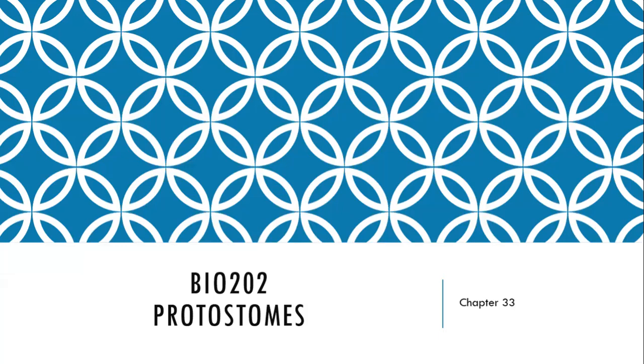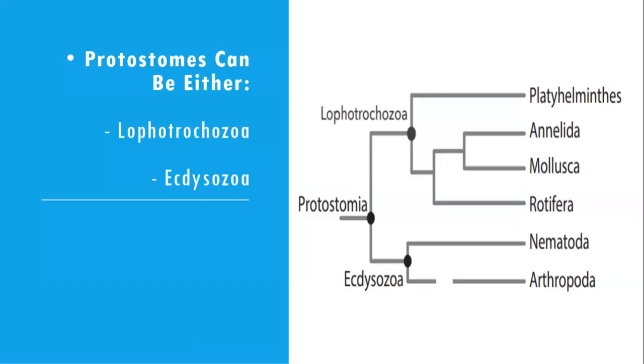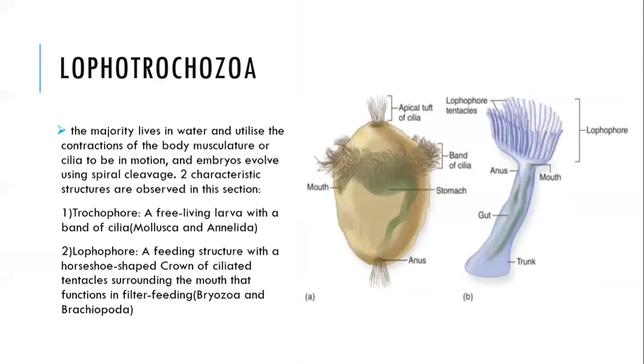In this chapter, we're going to continue talking about animal diversity and specifically about protostomes. So as I said before, protostomes can be either Lophotrochozoa or Ecdysozoa, sorry. In this chapter, we're going to talk about the different phyla under each category of protostomes and their specific characteristics. So let's start with Lophotrochozoans.